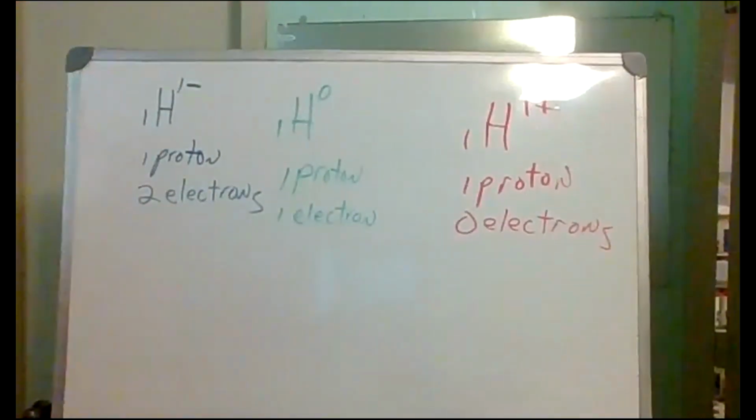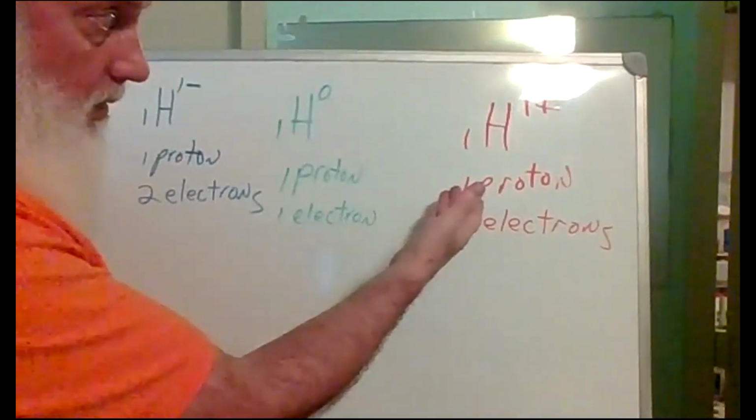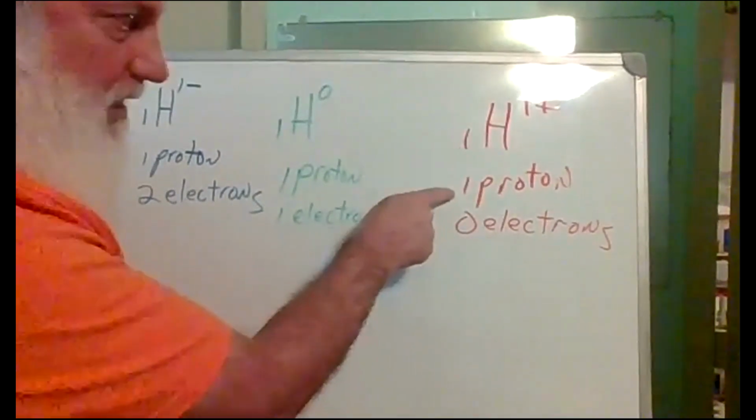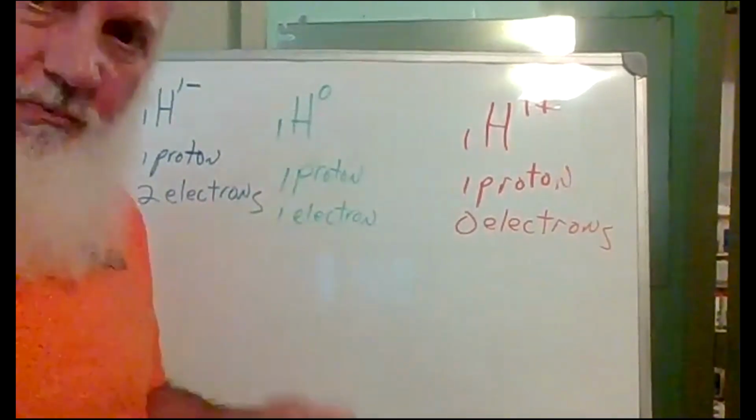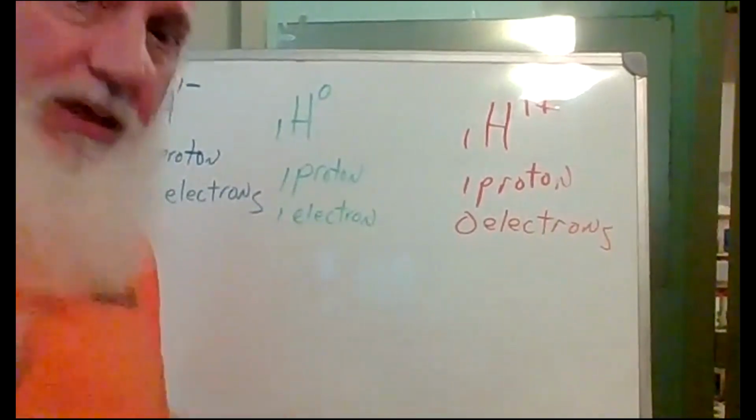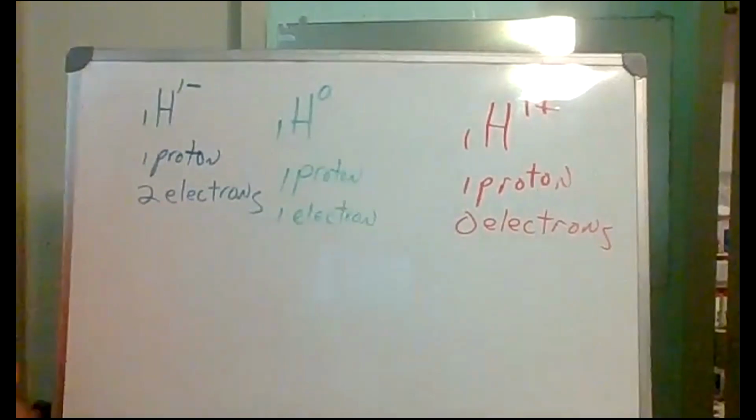Zero electrons. Okay? So in other words, a hydrogen cation is just a proton. It is the smallest of all possible atoms. All it is is a proton. It's nothing else. Just a proton.